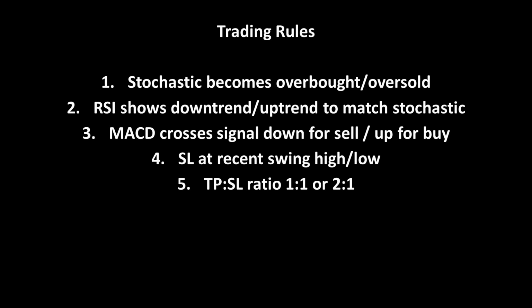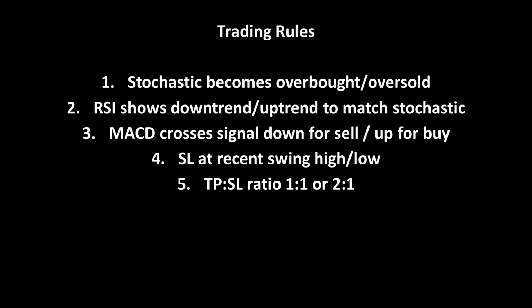Next is the RSI. And this is the same as the stochastic in that it doesn't need to be in this condition when we take the trade. It just needs to reach this condition. So after the stochastic becomes overbought, the RSI needs to show a downtrend. And after the stochastic becomes oversold, the RSI needs to show an uptrend. So that will confirm the direction of the trading. And then the final test is to wait for the MACD. If the MACD line crosses to below the signal line, then that's the sell signal. And if the MACD crosses to above the signal line, then that's the buy signal.